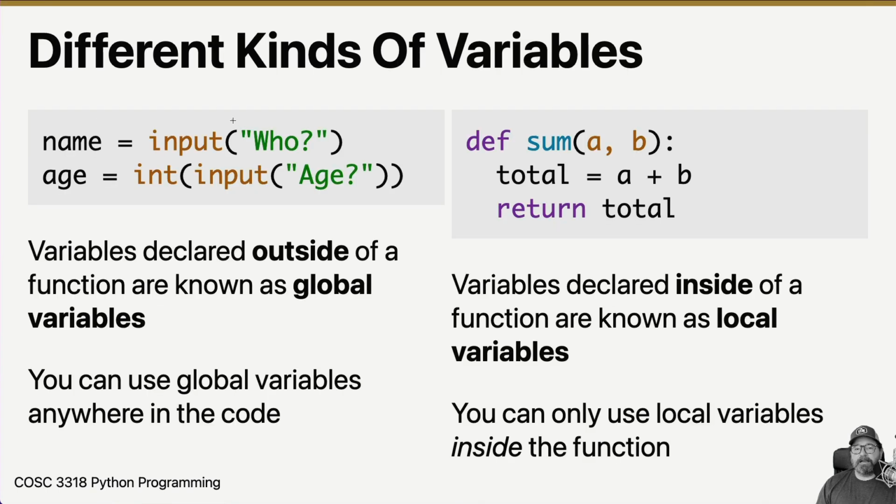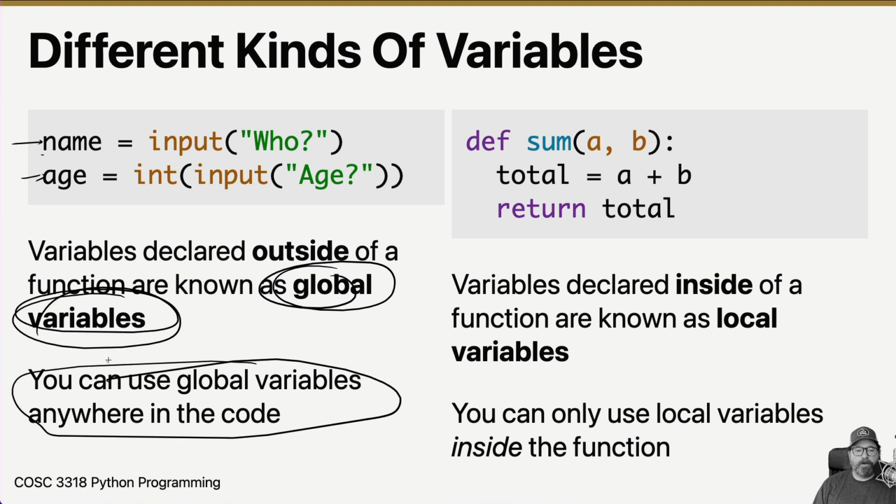Okay, so now we're going to talk about specific labels for variables. I don't like labels, man, but hey, we're going to talk about labels here. If you just have a Python program and it's got variables that aren't part of a function, if they're just hanging out here, name and age, these are known as global variables. And you can use global variables anywhere in your code. And I'm going to say it right now. Global variables are bad. I'm going to keep saying it as we go through here.